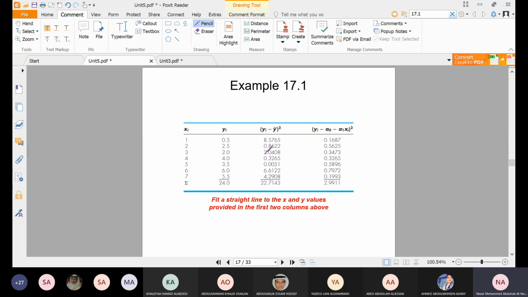So this is just to find the errors. Here, for example, this is the data, the x's, and here we have the values for the y's. Here we compute the difference between the y's and the mean of the y's. And here, this is the least square error. Here we have a model and the measurement, and the last column represents the sum of the data.